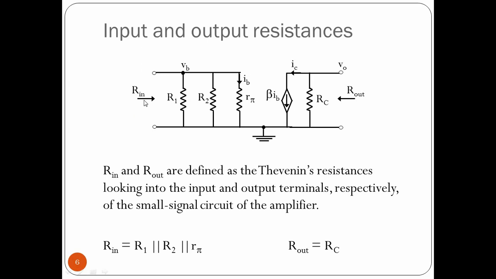And the definitions of the input and output resistances Rin and Rout are that they are the Thevenin's resistances looking into the input and output terminals respectively of the small signal circuit of the amplifier. So Rin is the Thevenin's resistance looking into the input terminals. Rout is the Thevenin's resistance looking into the output terminals. Now remember that Thevenin's theorem is applicable only to linear circuits. So these resistances are defined only for the small signal circuit of the amplifier, because a small signal circuit is a linear circuit.